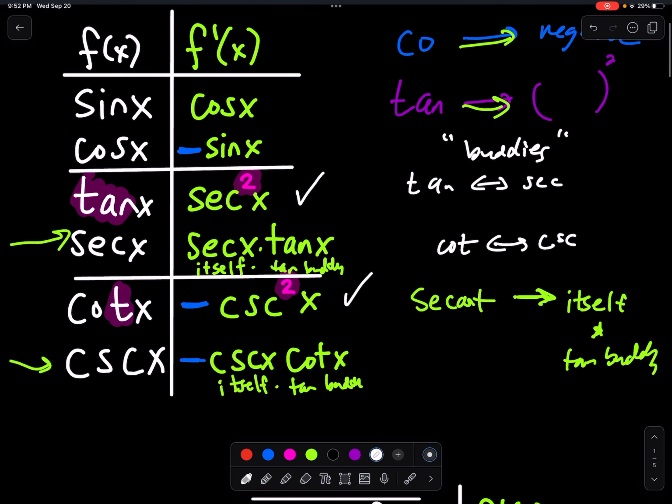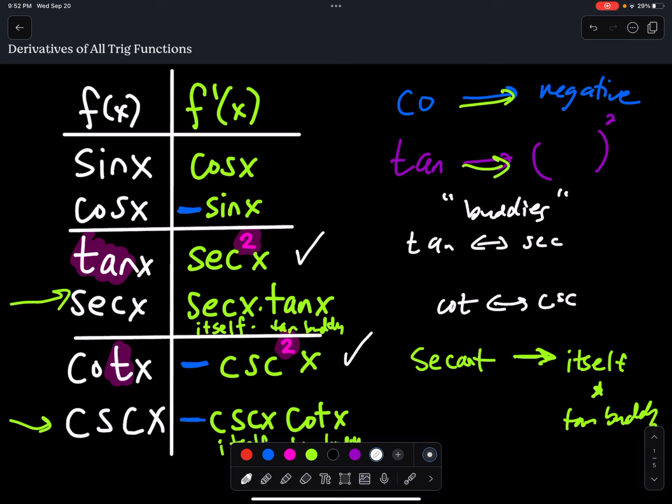So I hope this video was immensely helpful. Again, take time to write it over and over again and have those silly words in your head because it's going to stick long term. It's been sticking in my brain for over 20 some odd years. All right. Derivative of a co is negative. Derivative of tan is its secant buddy squared. And the derivative of secant is itself times its tangent buddy.